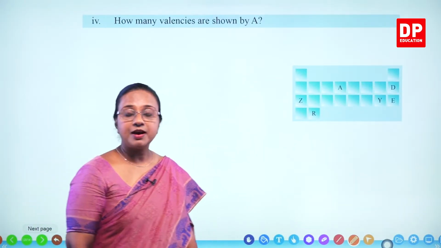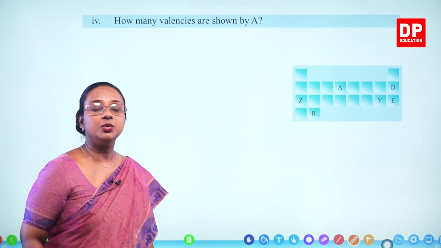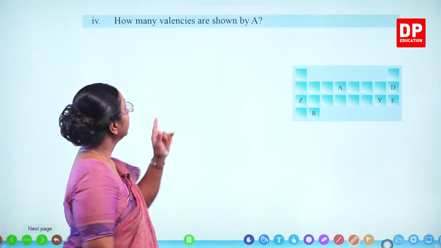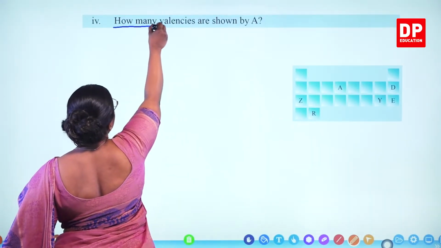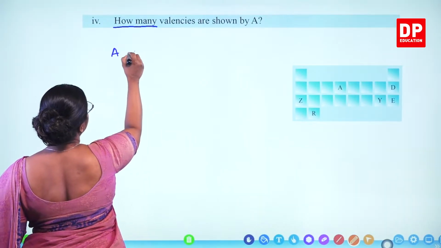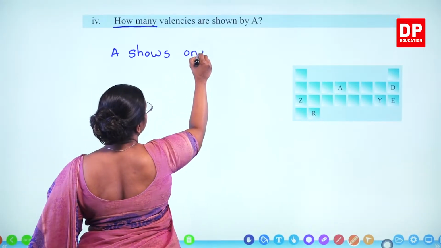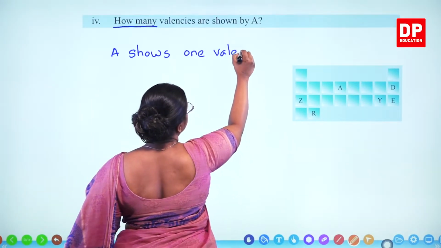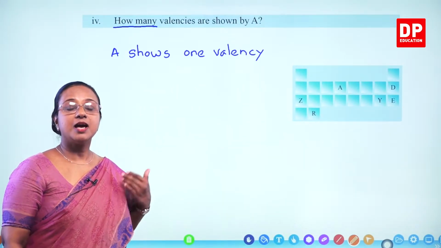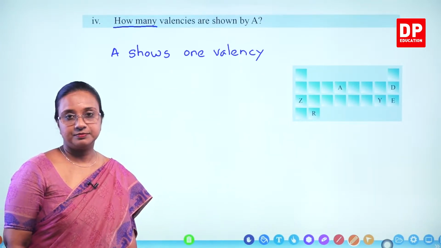Then the next part, how many valencies are shown by A? We have identified A as carbon, and if you remember, there is only one valency because carbon shows valency 4. Here they have asked how many valencies. So we have to write A shows 1 valency. They haven't asked what, they have asked how many. So it shows only 1 valency.